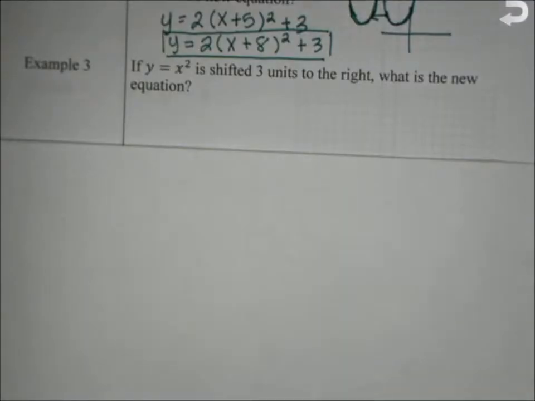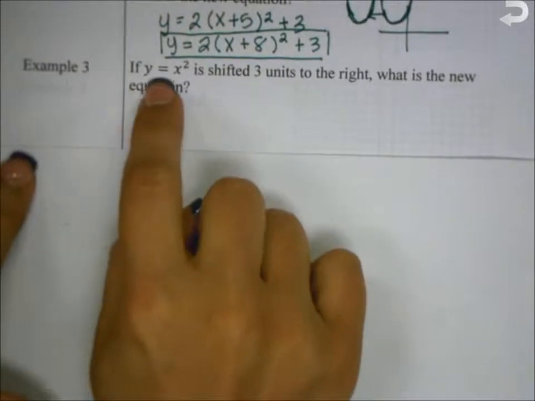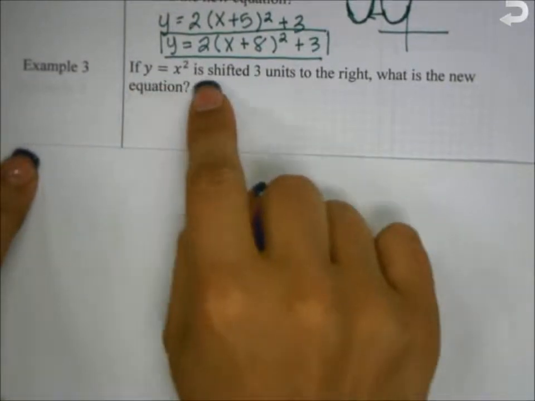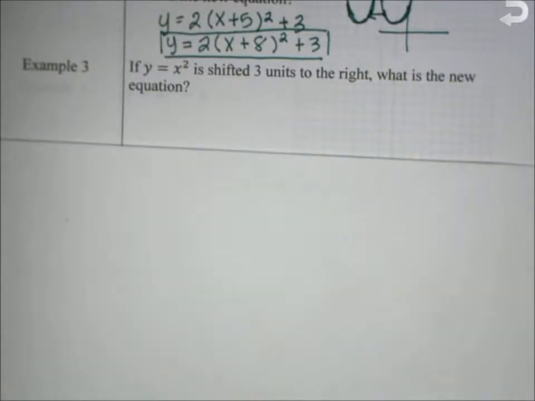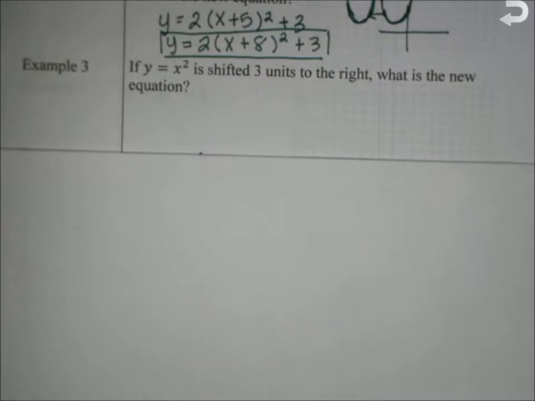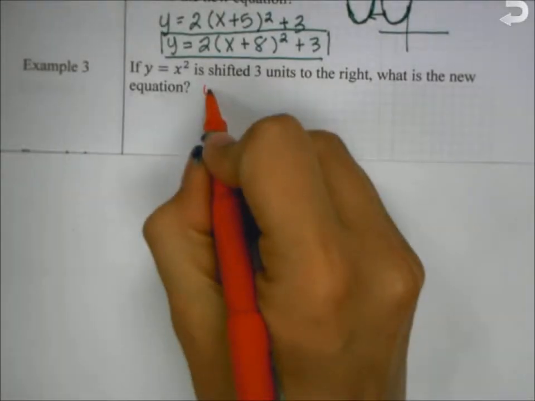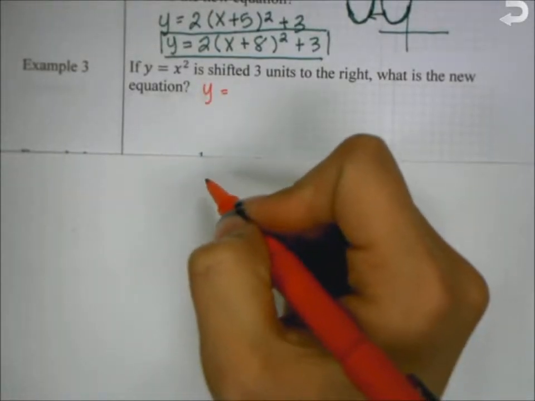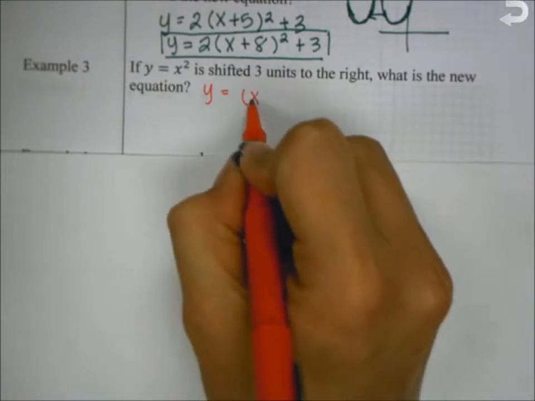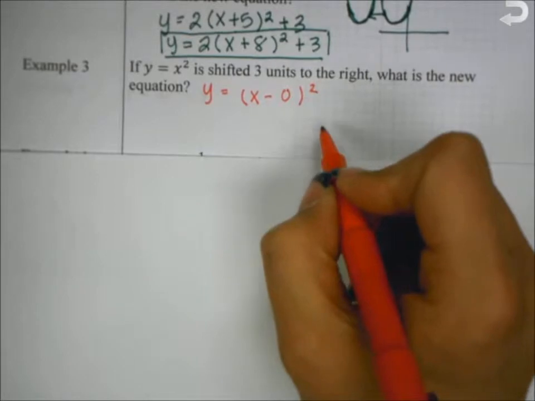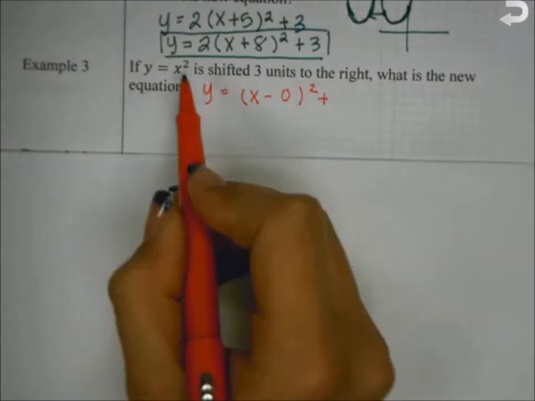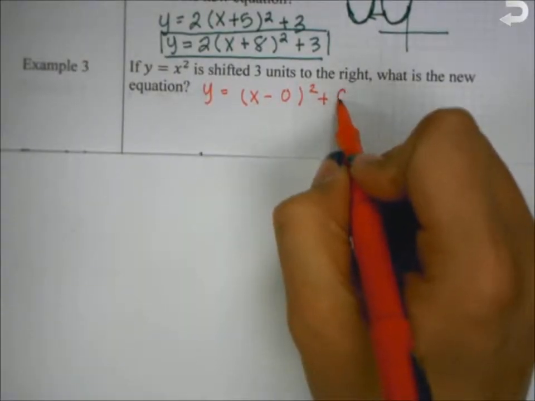Okay, so for example 3, we have y equals x squared. We're shifting it 3 units to the right, and we want to know what the new equation is. So let's first rewrite the equation so it looks more like our vertex form. So how could I write it so it looks more like the vertex form? X minus what squared? 0. Good. Plus what? There's nothing there, so it's going to be plus 0.